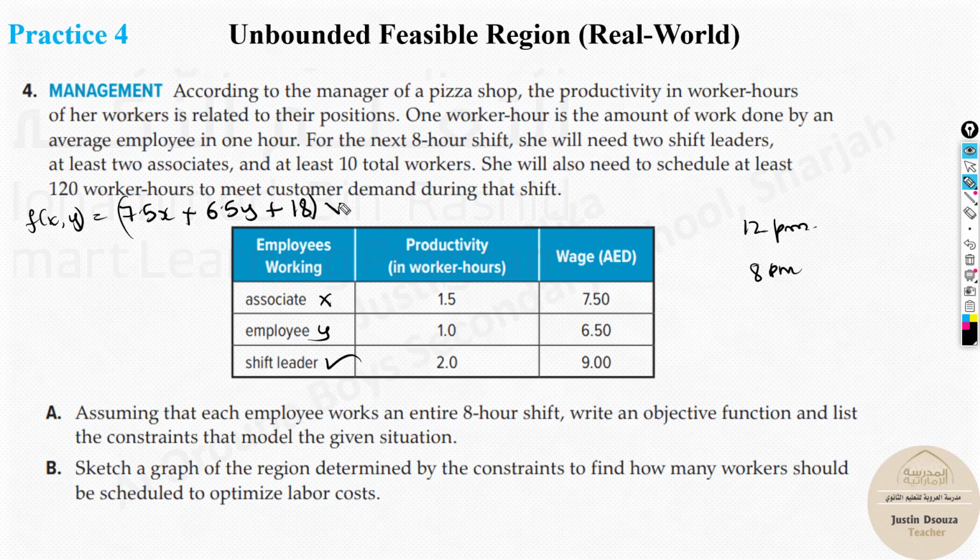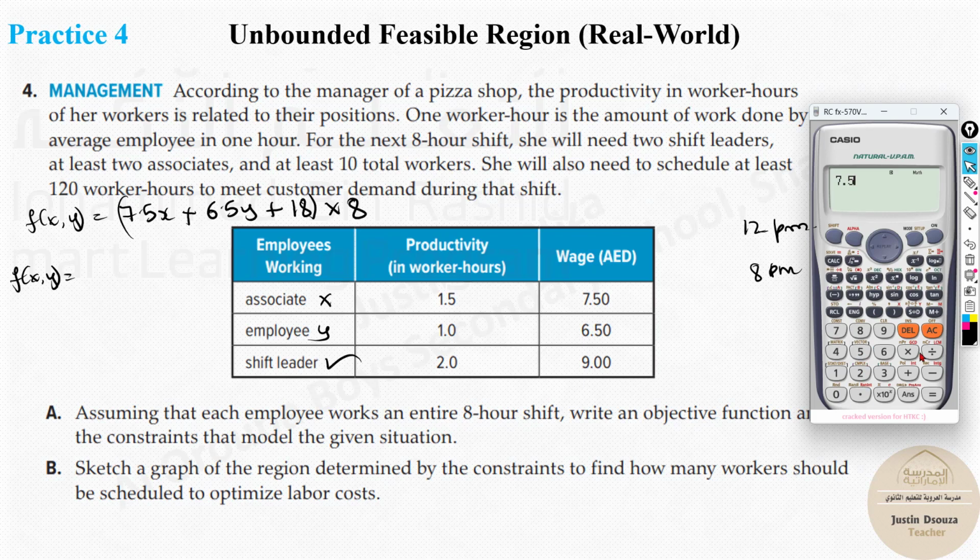All the cost will be added over here. And this is for 1 hour, right? One working hour. This is multiplied by 8 because we need it for an entire shift. So for x comma y, we'll multiply everything by 8, the reason being each shift is 8 hours. So it's 60 times x. And over here we have 6.5 times 8, that is 52. And we have 18 times 8, that would be 144.